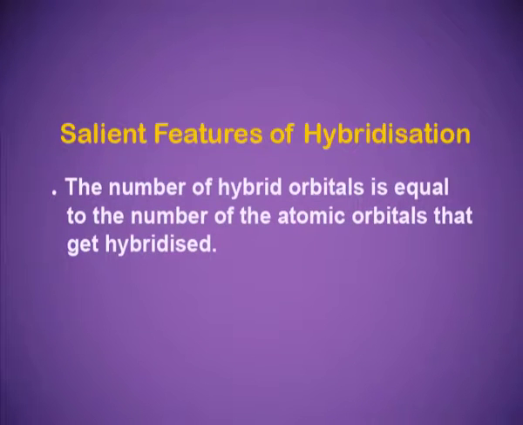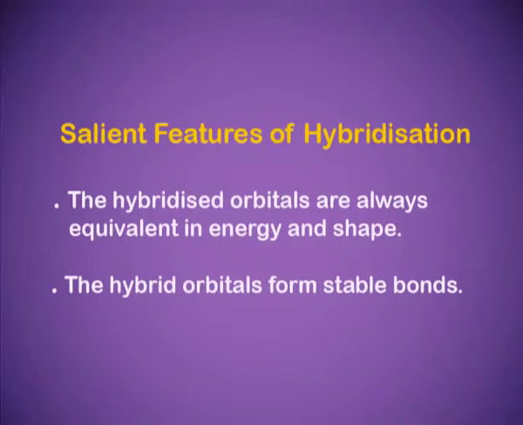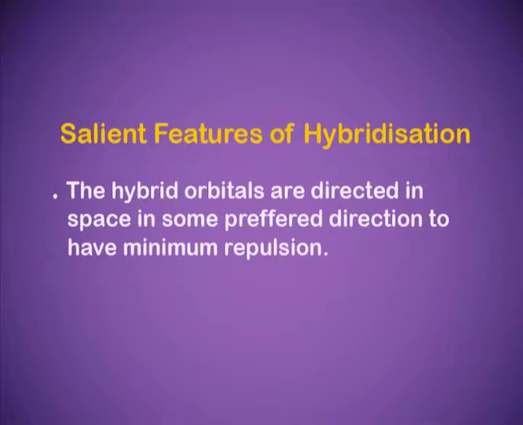Salient features of hybridization. The number of the hybrid orbitals is equal to the number of the atomic orbitals that get hybridized. The hybridized orbitals are always equivalent in energy and shape. The hybrid orbitals form stable bonds. The hybrid orbitals are directed in space in some preferred direction to have minimum repulsion.